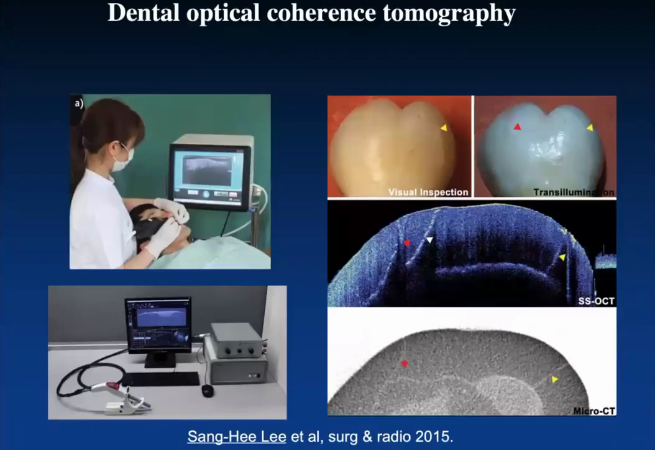This is the dental optical coherence tomography. There was an article about it in 2015 by Sang-Hee Lee. It's very interesting. On the top left side, you can see the tooth by visual exam that can show only one crack. With the transillumination, it shows two cracks. With optical coherence, you can see three of them. With the CT scan, you can only see two, which is a micro CT. So it's very interesting technology.